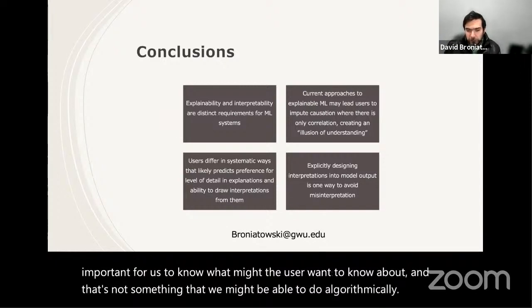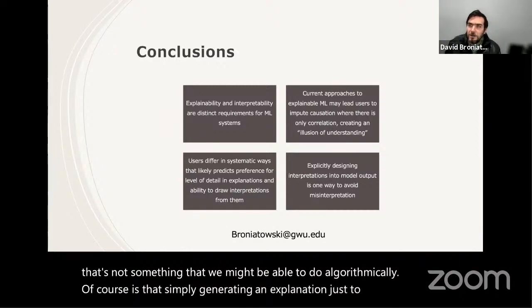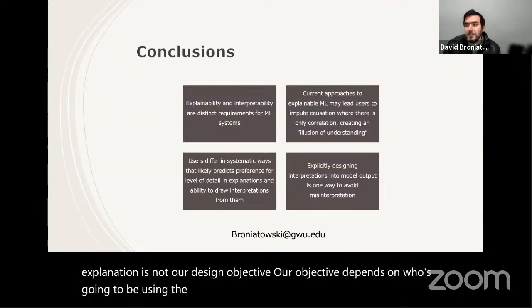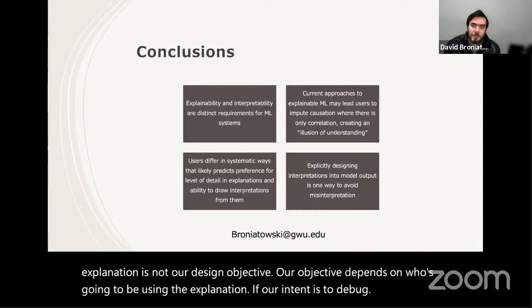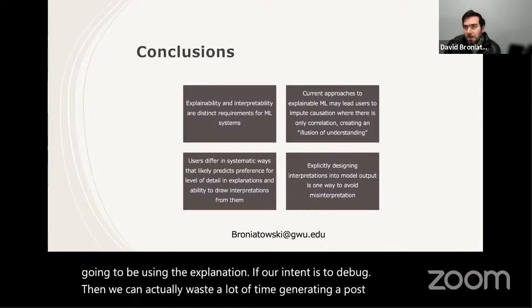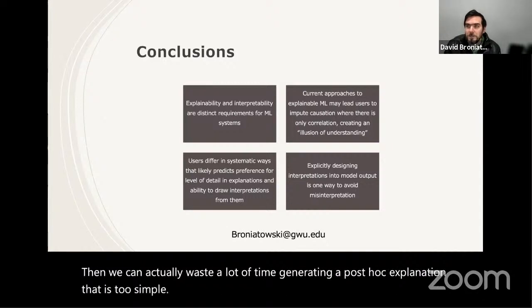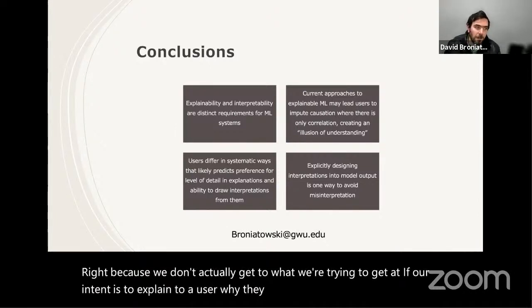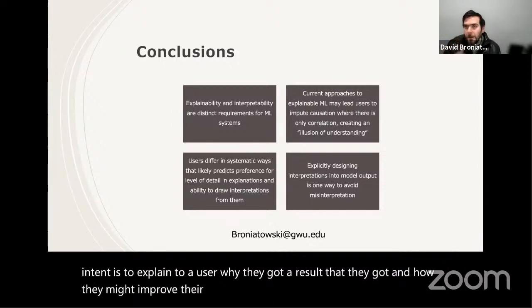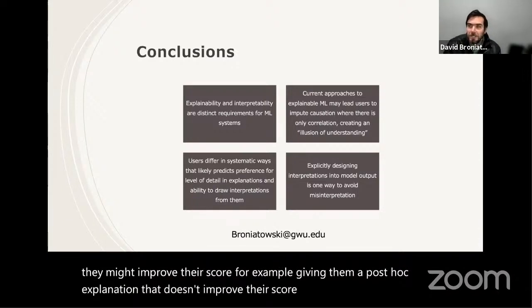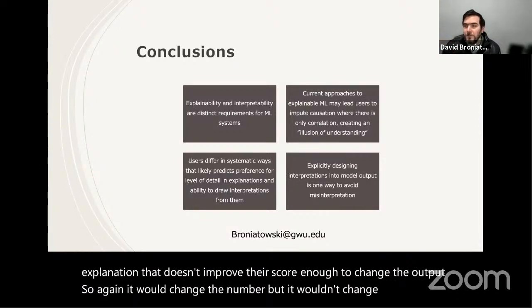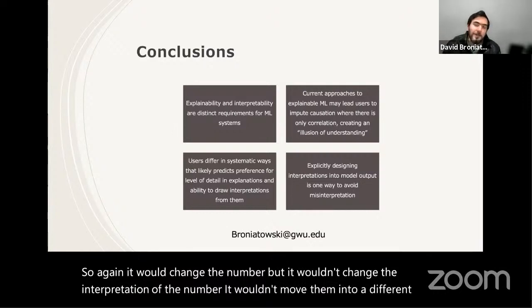The other thing, of course, is that simply generating an explanation just to generate an explanation is not our design objective. Our objective depends on who's going to be using the explanation. If our intent is to debug, then we can waste a lot of time generating a post hoc explanation that is too simple, because we don't actually get to what we're trying to get at. If our intent is to explain to a user why they got the result they got and how they might improve their score, for example, giving them a post hoc explanation that doesn't improve their score enough to change the output would change the number, but it wouldn't change the interpretation of the number. It wouldn't move them into a different category. May end up creating a lot of frustration.